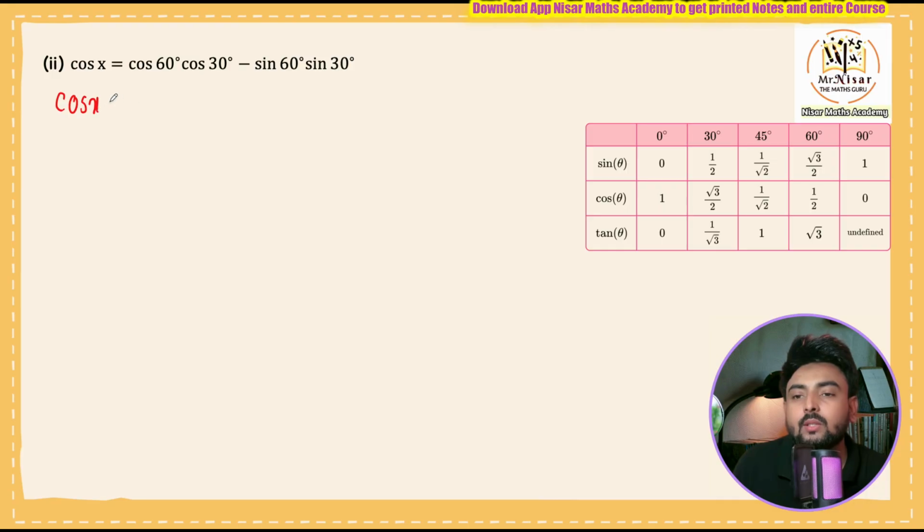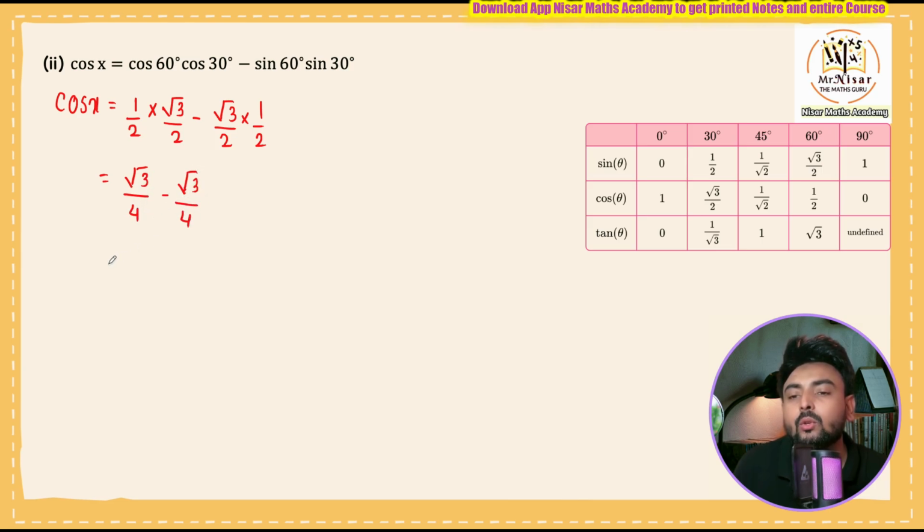Here we have cos x is equal to cos 60. What is the value of cos 60? Cos 60 we have 1 by 2. Then cos 30 we have root 3 by 2. Sin 60 we have root 3 by 2. And sin 30 we have 1 by 2. Just put the values correctly first. Then multiply numerator into numerator, that is root 3 into 1 is root 3. 2 2s are 4, minus root 3 1s are root 3, and 2 2s are 4. Again the same terms we have, so it becomes 0.